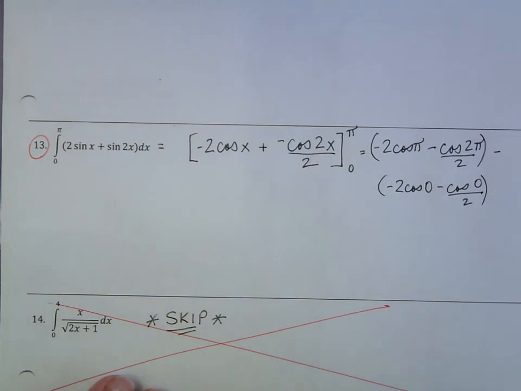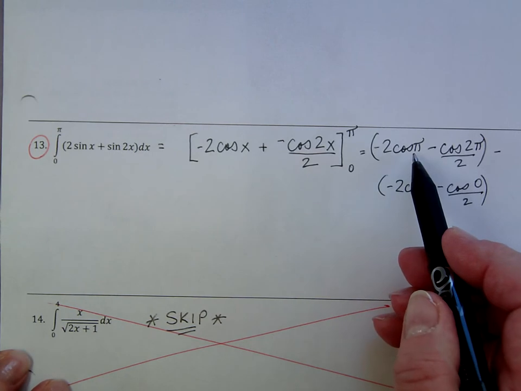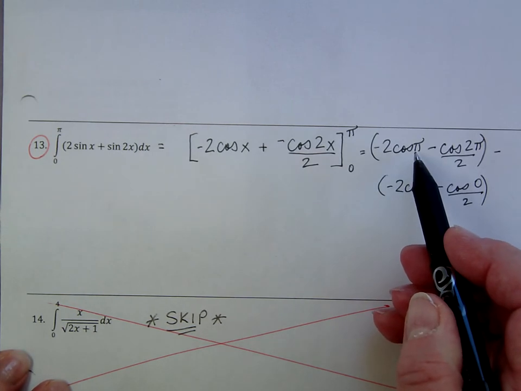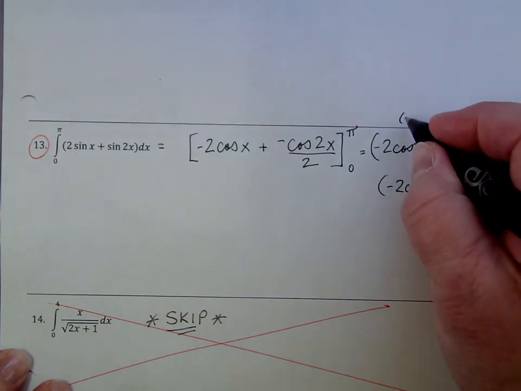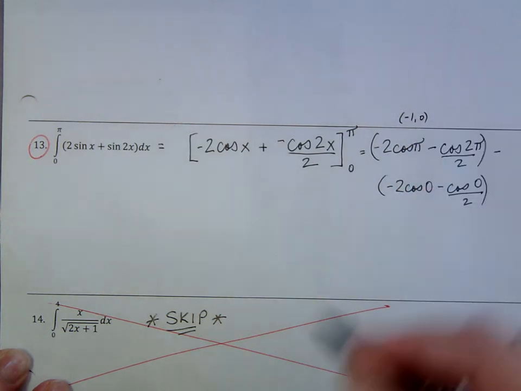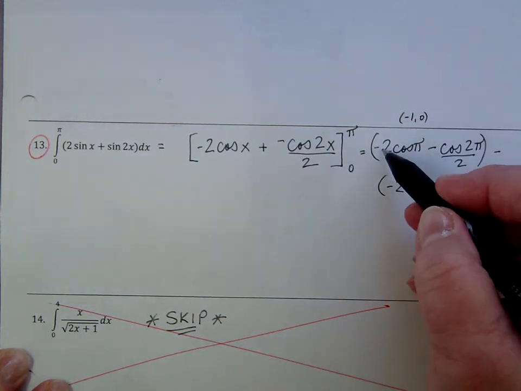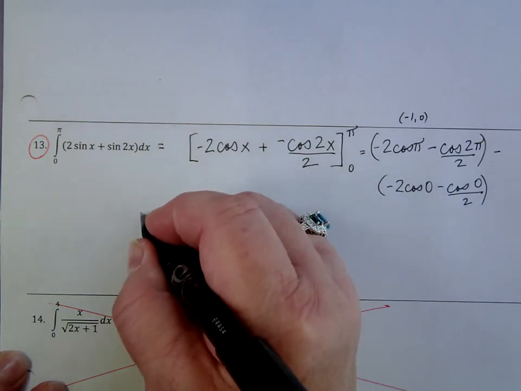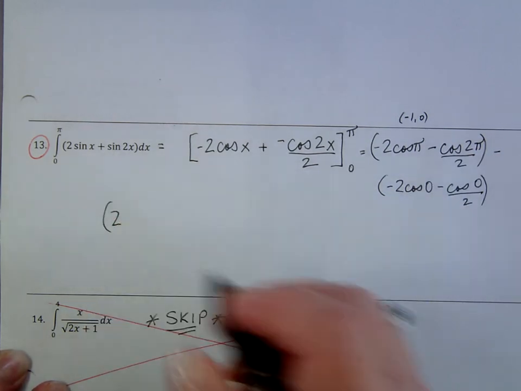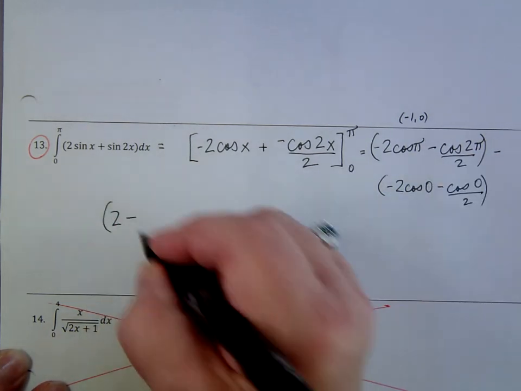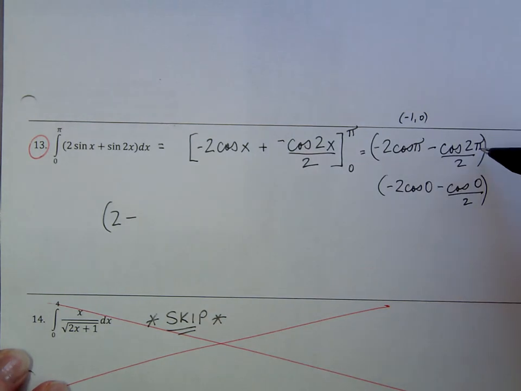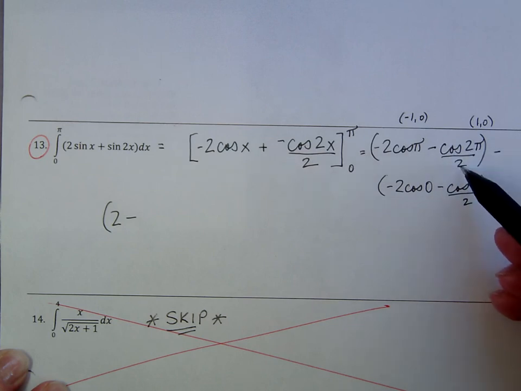All right, let's start evaluating. Cosine of pi. Think about the coordinate that goes with pi. The coordinate at pi is negative 1, 0. Cosine's the x value. So I have negative 2 times negative 1 gives me a positive 2. Minus, then I have the cosine of 2 pi. Well, 2 pi is the coordinate 1, 0. Cosine is the x value. So I have a 1 over 2. So minus 1/2.